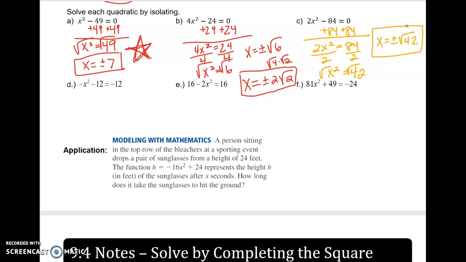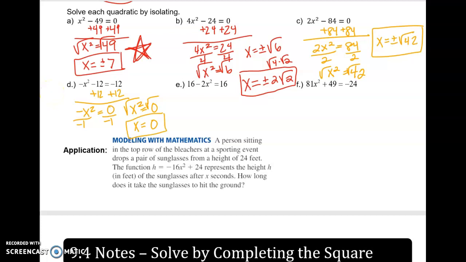All right, let's look at D. D, we need to start by adding 12. So I have negative x squared is equal to negative 12 plus 12, which is 0. You've got this negative here, so I need to divide by negative 1. And 0 divided by negative 1 is just 0. So x squared is equal to 0. Taking the square root of both sides, x is equal to, now originally we do plus or minus 0. You can't have a negative 0. So x is just equal to 0.